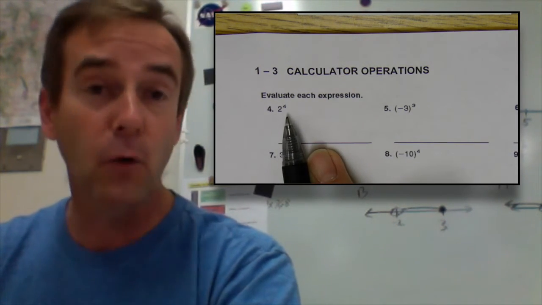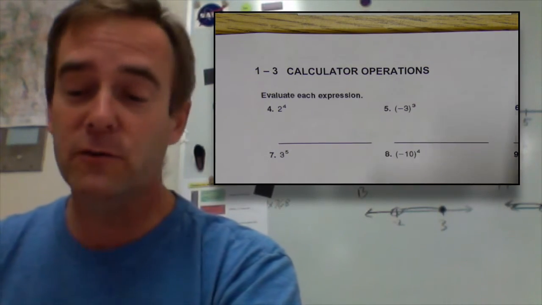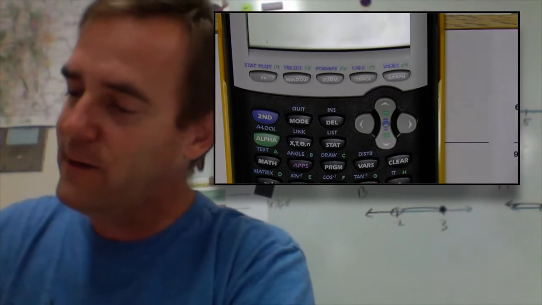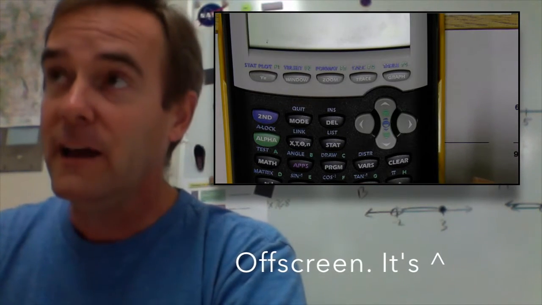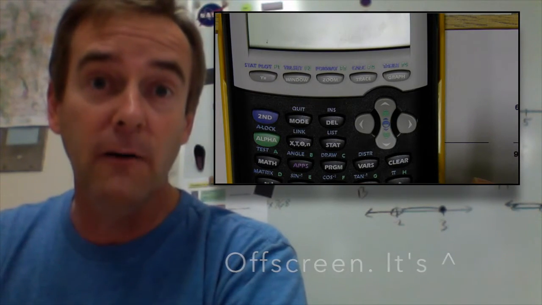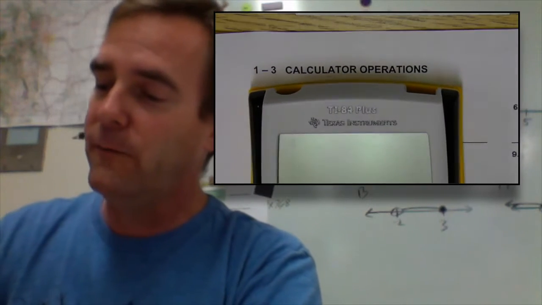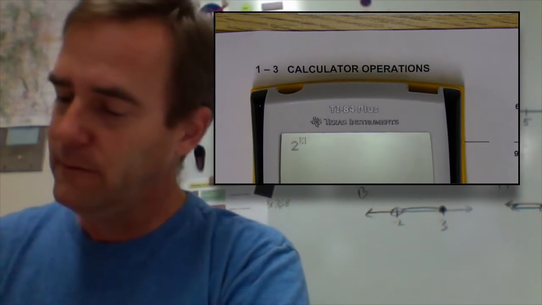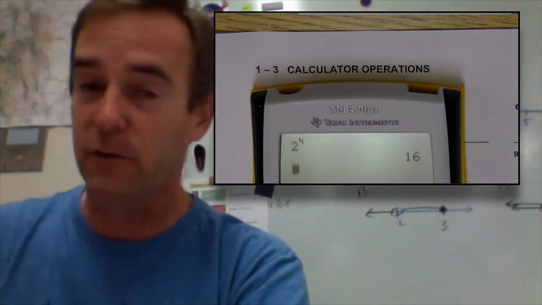2 to the 4th is 2 times 2 times 2 times 2. To do that in a calculator is actually pretty simple if you recognize that this little caret thingy here is the to the power of button. So if I want 2 to the 4th, I hit 2 to the power of 4 and hit equals, and my answer is 16.